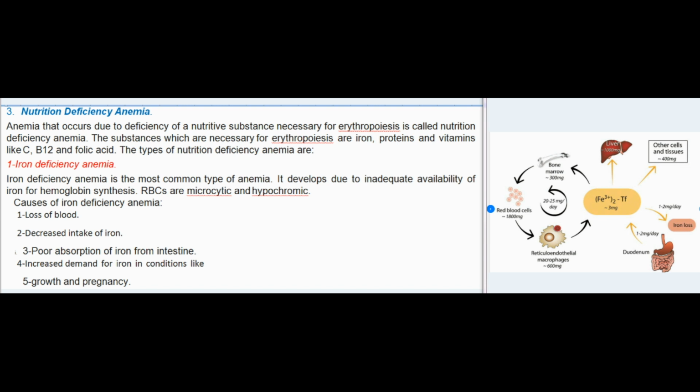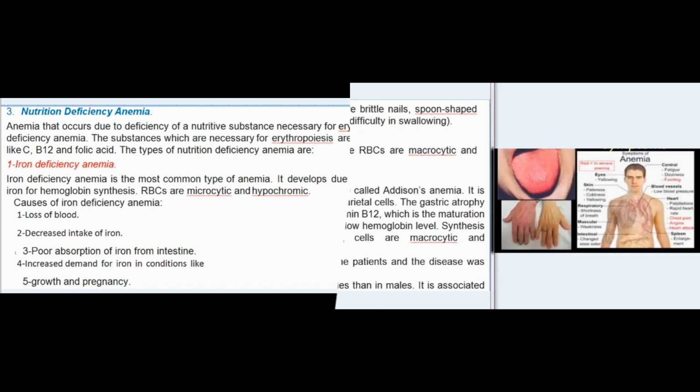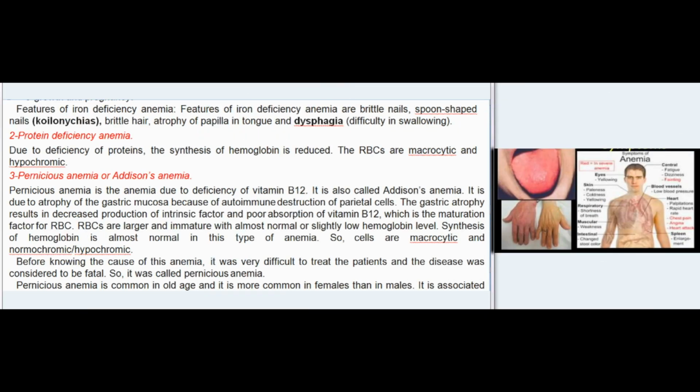RBCs are microcytic and hypochromic. Causes of iron deficiency anemia: loss of blood, decreased intake of iron, poor absorption of iron from intestine, increased demand for iron in conditions like growth and pregnancy. Features of iron deficiency anemia are brittle nails, spoon-shaped nails, koilonychias, brittle hair, atrophy of papilla in tongue and dysphagia, difficulty in swallowing.